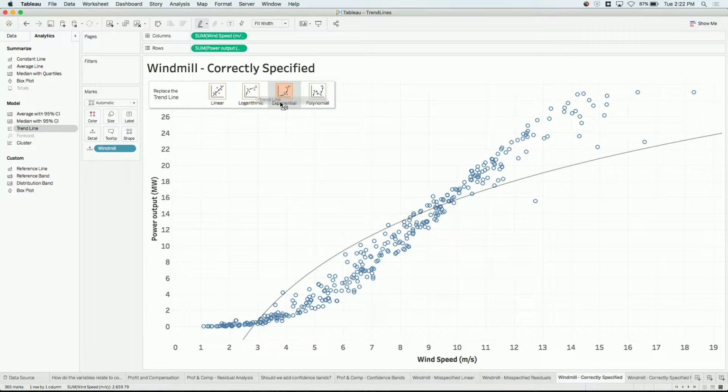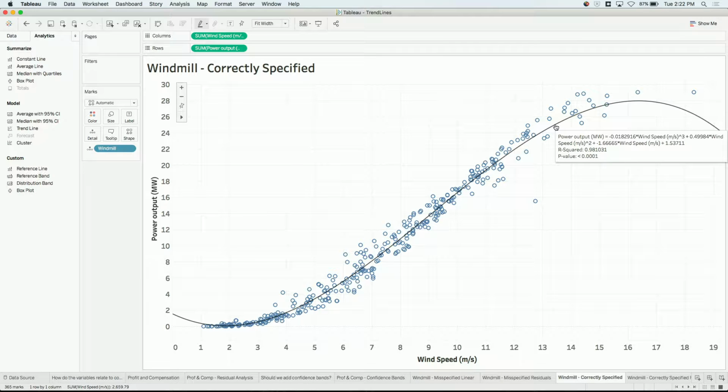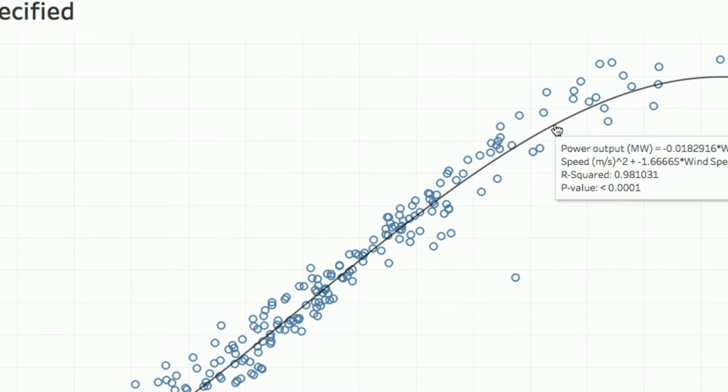Let's try them all. Exponential? Nope. How about polynomial? Oh, hey, it worked. Cool. Okay, well, the p-value is good. R squared is really good.